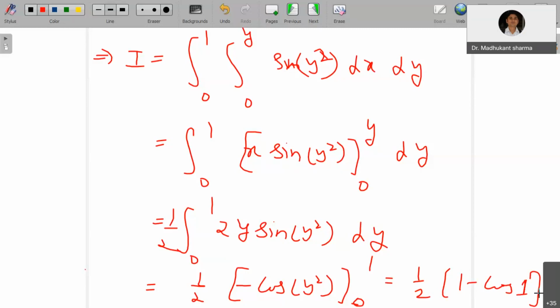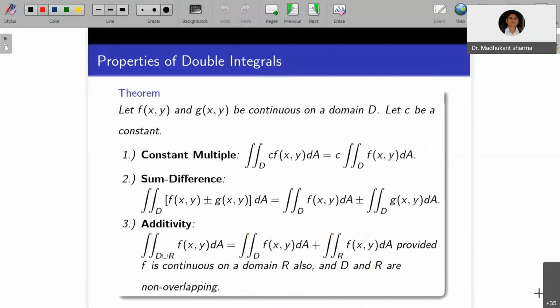Now, like we have studied the properties of integrals for single variable cases, similarly, the properties of the double integral also have similar features. So let's have this; I'm stating it here. Okay, so f and g are two continuous functions defined on the same domain D, and let c be a constant. Now if you take a scalar multiple of a function and take the double integral over it, you can always take the constant outside, like in the single variable case.